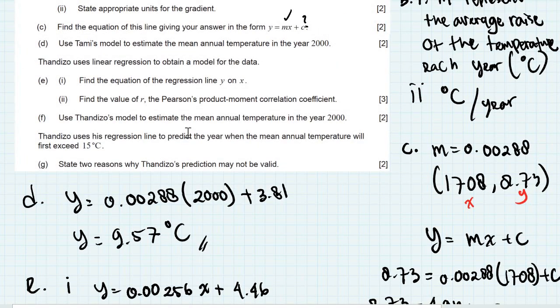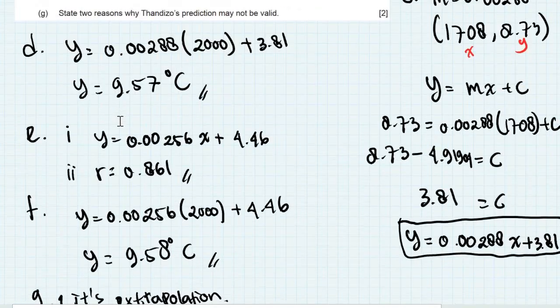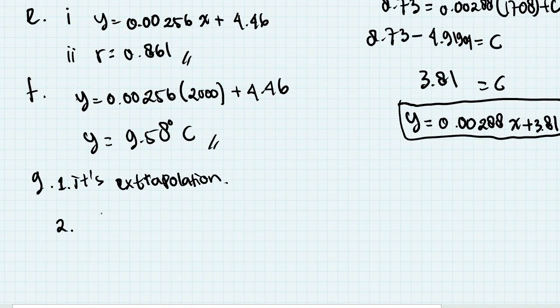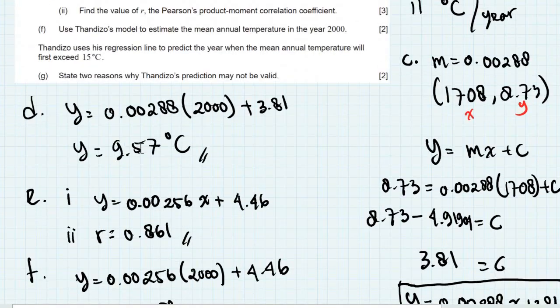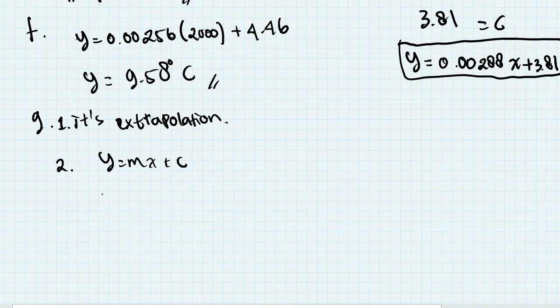I will say, because the model that we have is y equals mx plus c. As you can see, the model here is y equals some number times x plus some number. And then we need to find when y is 15, and then we need to find the x. This might not be valid because the function is a function of x. It's not a function of y.